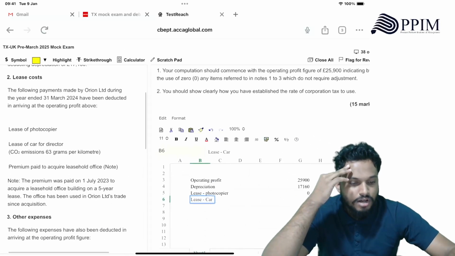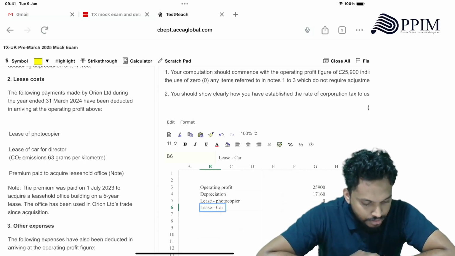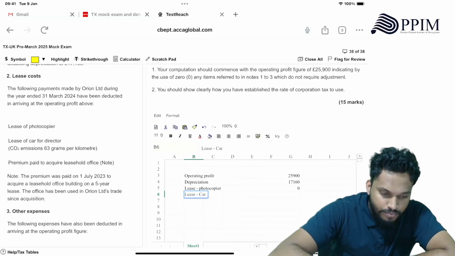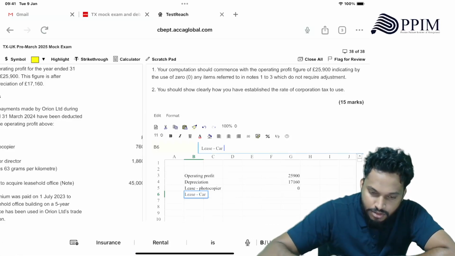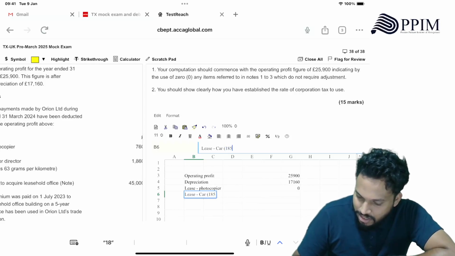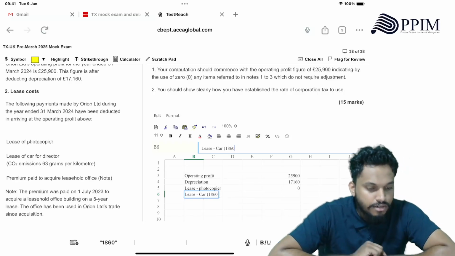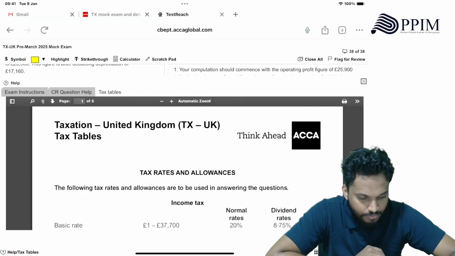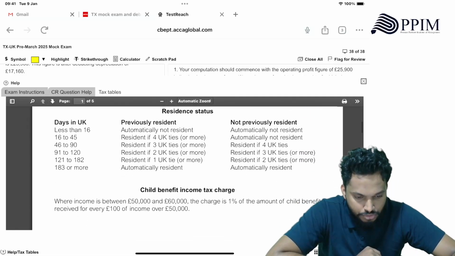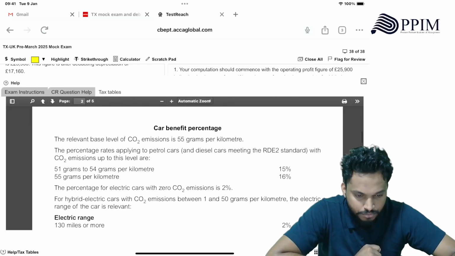But the lease of the car for the director, is it allowable? Only a certain amount is allowable, isn't it? So how much are you paying? 1,860 for the lease of the car for the director. It is emitting carbon of 63 grams per kilometer. So we need the help of our tax tables. The tax table tells you, when it comes to car leasing, 15%, right?